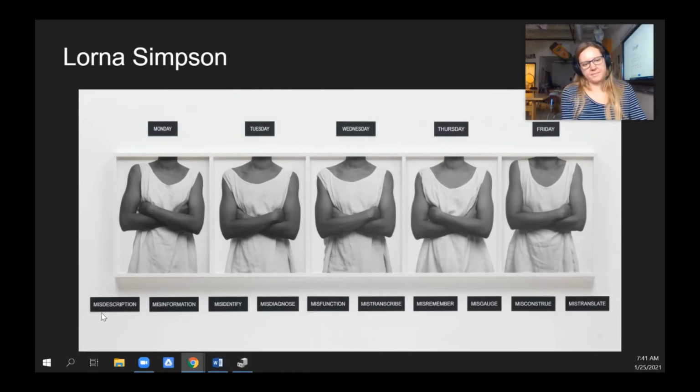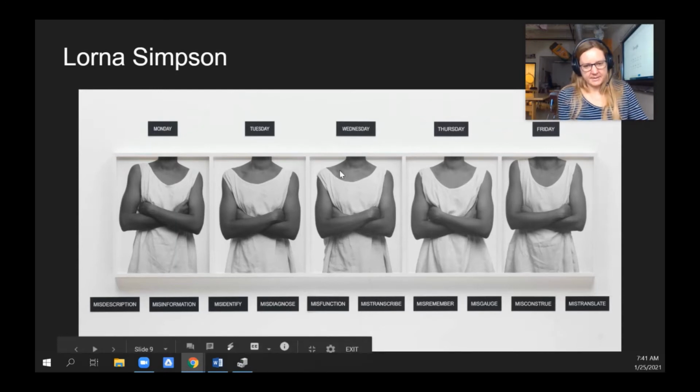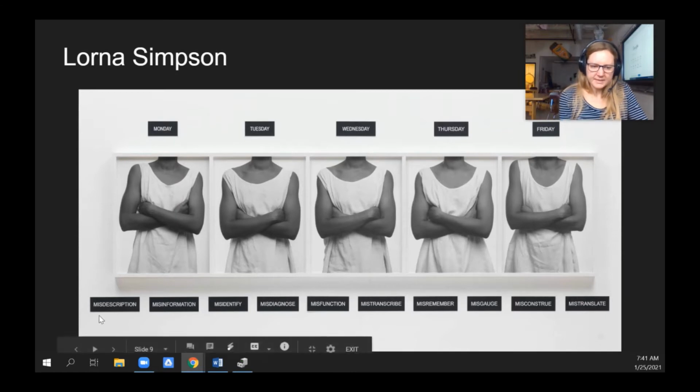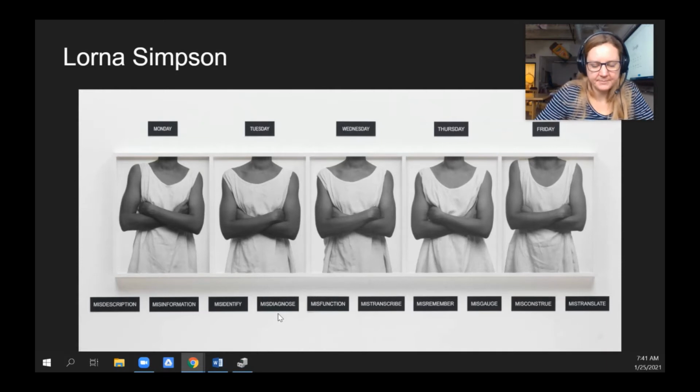So this is an artwork that has been mounted together as one body right here. And then plaques, like you get for awards, are actually adhered to the wall here. And this says misdescription, misinformation, misidentify, misdiagnose, misfunction, mistranscribe, misremember, misgauge, misconstrue, and mistranslate.